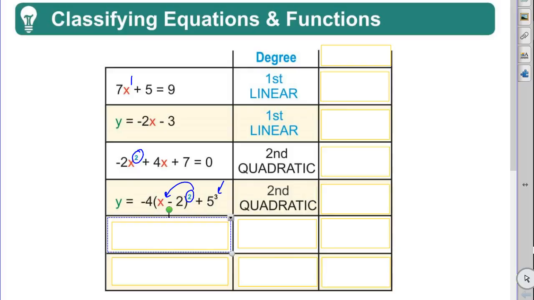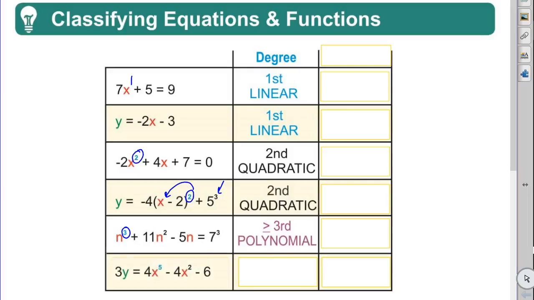All right, so here's an example. In this one, again, all that matters is the exponents of the variables, and the highest exponent is 3. And so therefore this is third degree. And the reality is, if it's third degree or higher, we call it polynomial. So third degree or higher. And here's another example of a polynomial. All right, it's fifth degree.